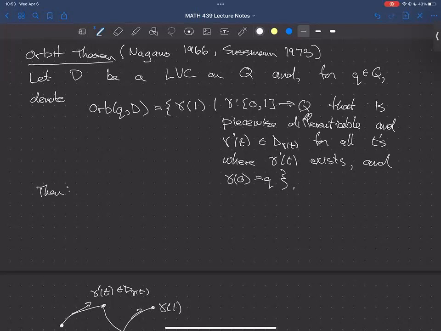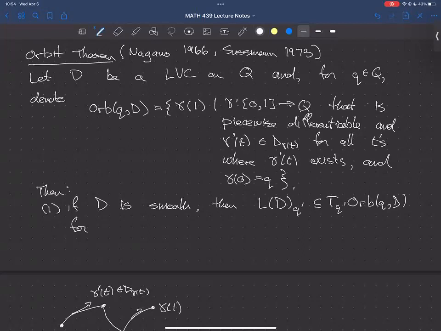So then, one, if L D is constant rank. So let me say smooth. So sorry. If D is smooth and if L of D has constant rank, then this subspace D_q' is a subspace of the tangent space to the orbit for all q' in the orbit.